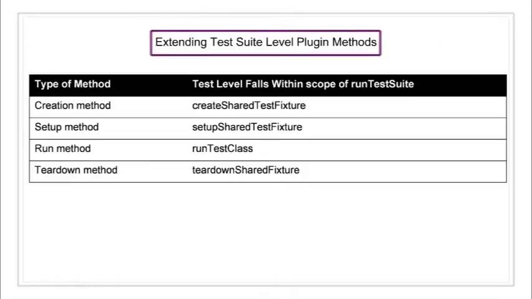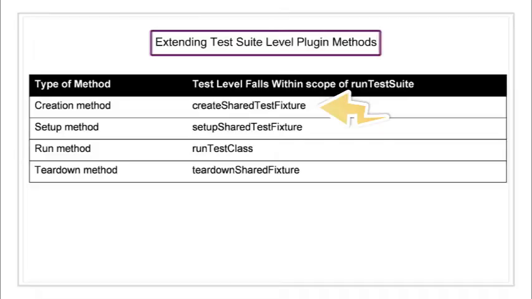The test runner plugin methods at the test suite level extend the creation, setup, run, and teardown of shared test fixtures. These methods fall within the scope of run test suite. At this level, the create shared test fixture method is the only plugin method with an output argument. It returns the fixture instances for each shared fixture required by a test case. These fixture instances are available to the test through the get shared test fixture method of the test case.